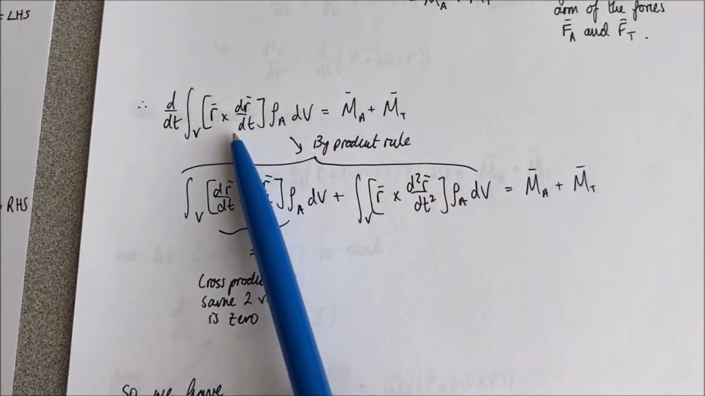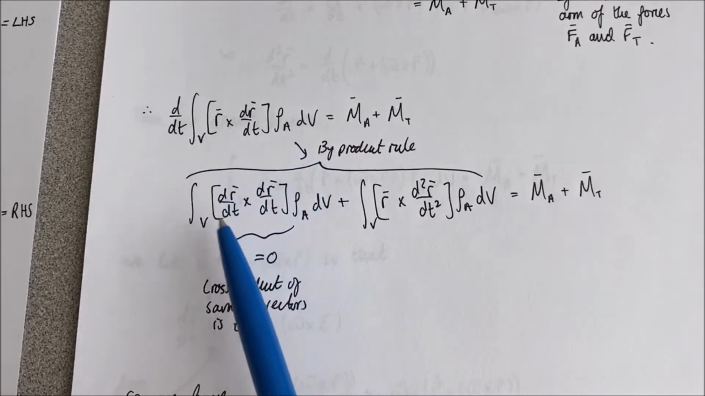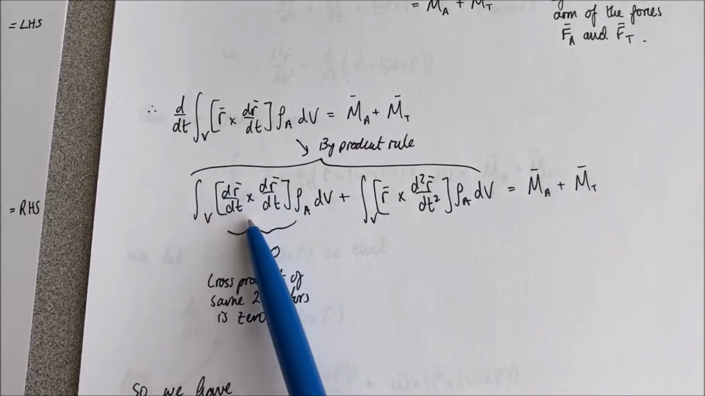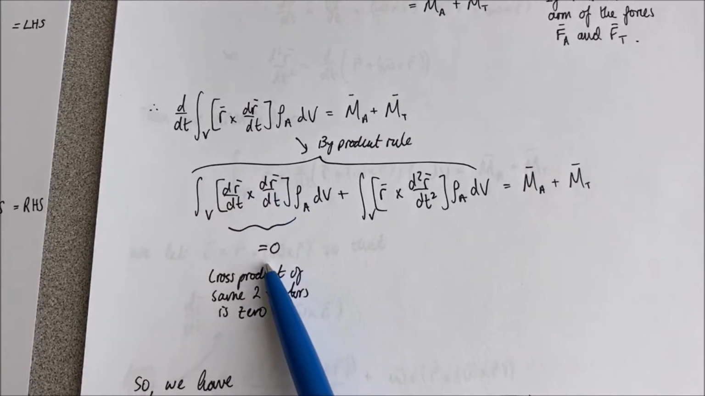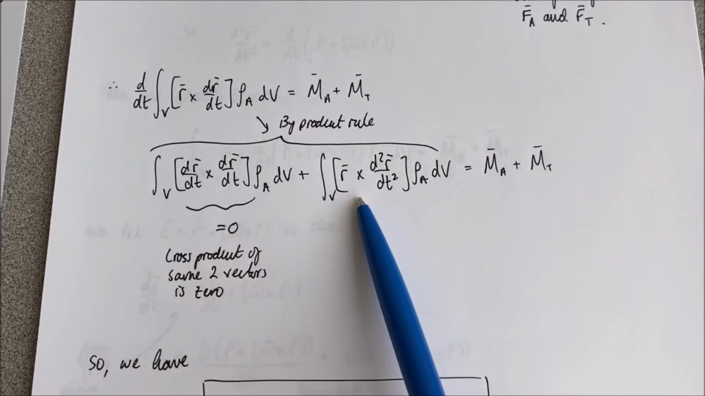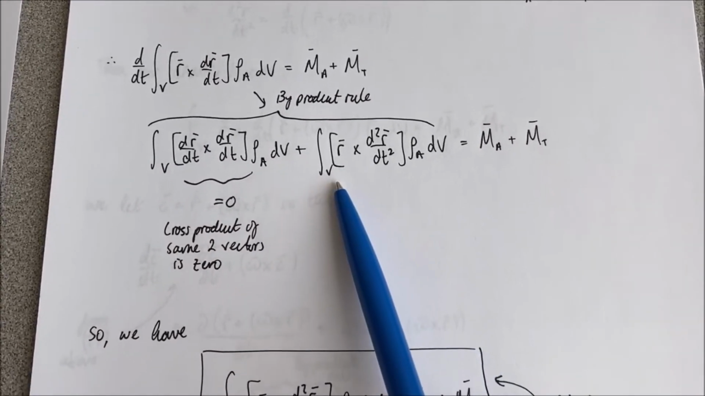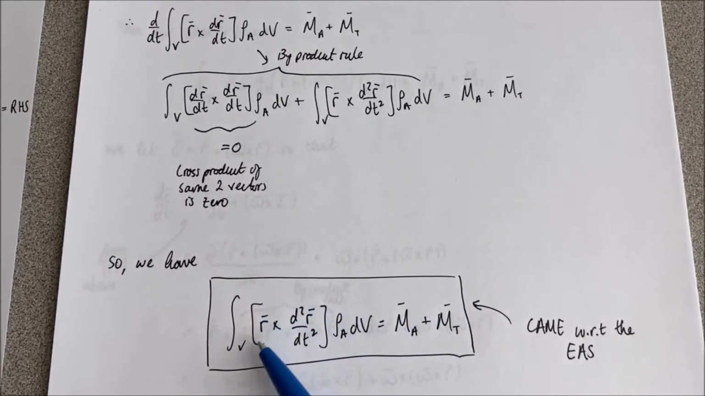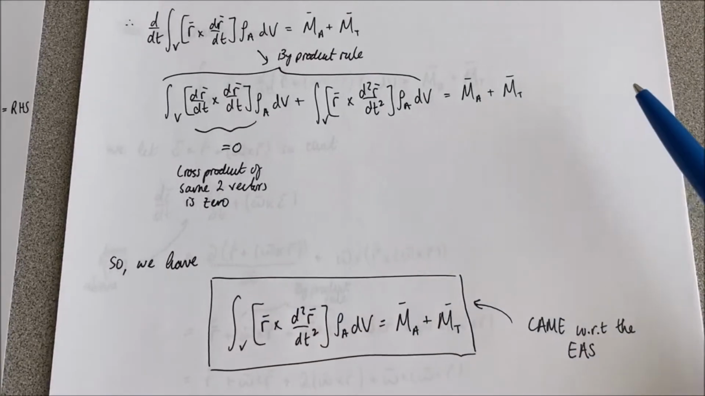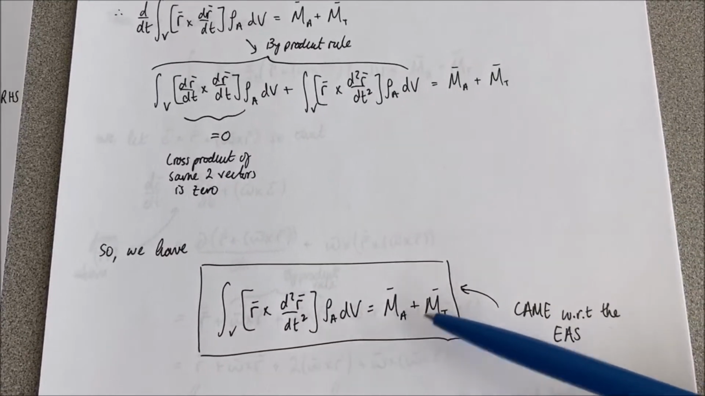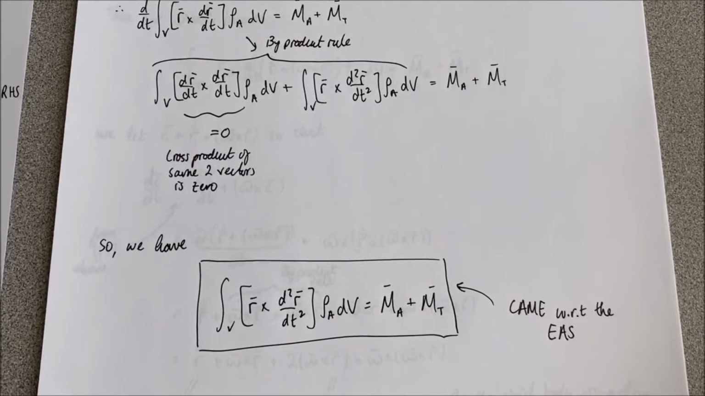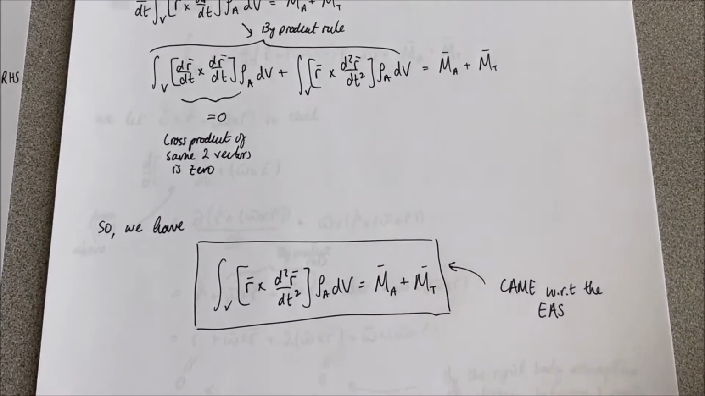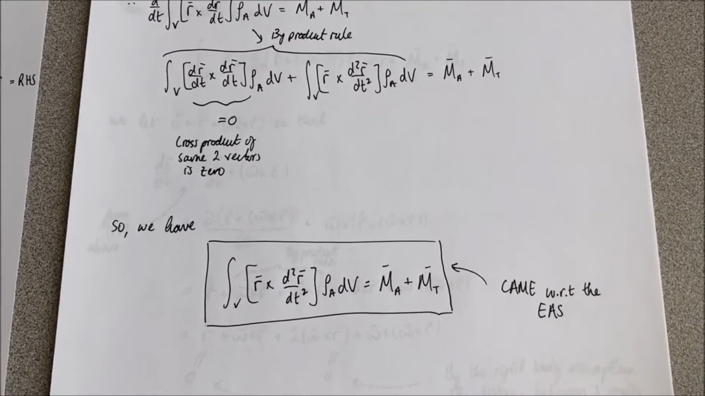Then again, this side can be split up using the product rule. Again, we have this cropping up here, which is the cross product of 2 of the same vectors, that's 0. So we're just left with one integral on the left-hand side, which is the cross product of R bar with the second derivative of R bar with respect to t, and then these 2 moments on the right-hand side. So this is the conservation of angular momentum with respect to the Earth axis system.